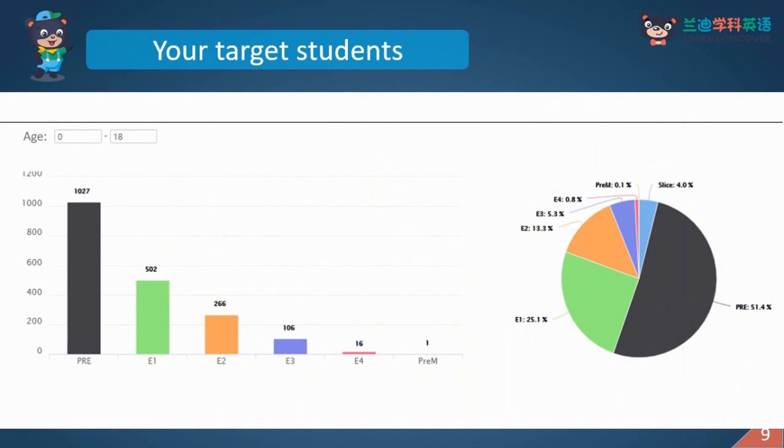This chart shows us the current student distribution. From here you can see that 75% of the student population falls into the first two levels.